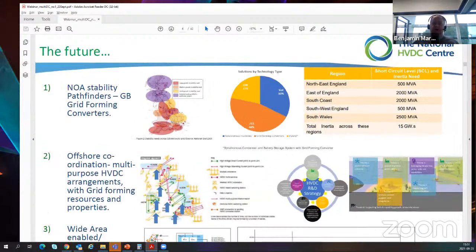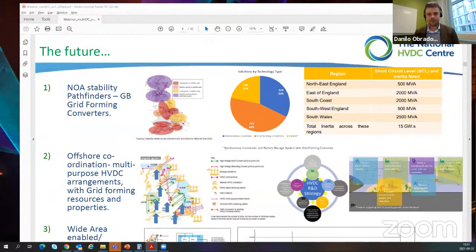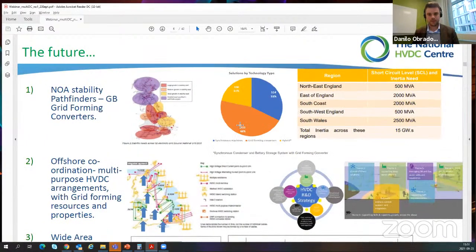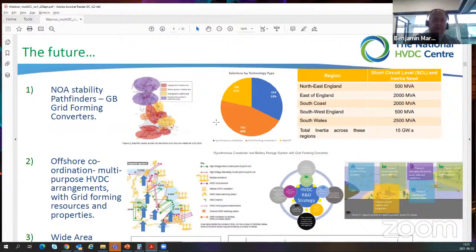In terms of the future, if you look at the stability pathfinders that the ESO has introduced, one of the focuses is looking at the distribution of inertia around the system. You can see there are a number of areas in red where inertia levels are particularly low, both because of the location of the inertia, the scale of the demand and the transfers, which is driving a particular need. And you've also got other areas in amber where the need is less pronounced.